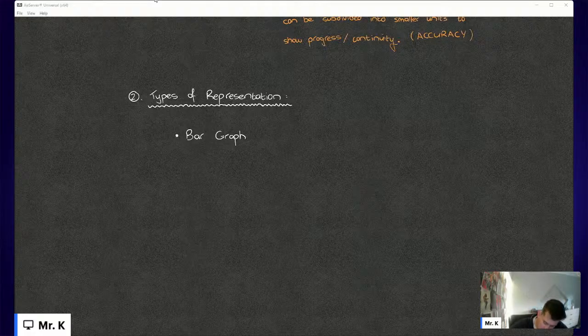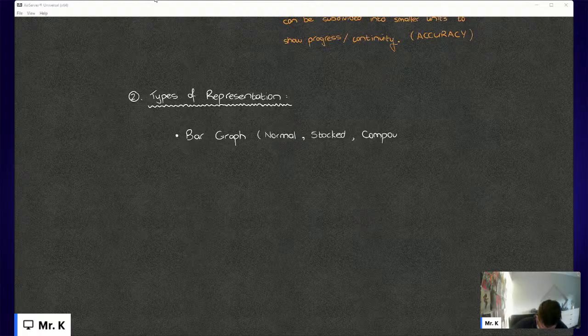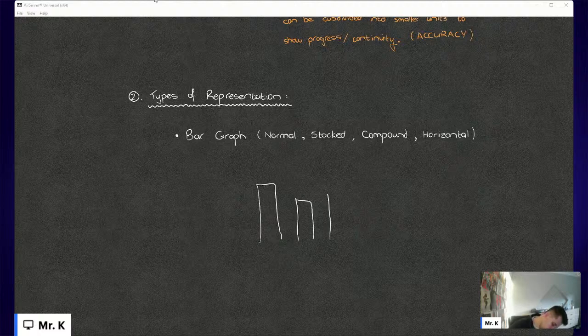So the first kind is a bar graph, but it's important to remember that there are many different kinds of bar graphs. We have a normal bar graph, a stacked bar graph, a compound bar graph, and even a horizontal bar graph. You guys need to go and check out the differences between these graphs, right? But a normal bar graph would quite literally just have its individual bars like so, nothing too complicated.